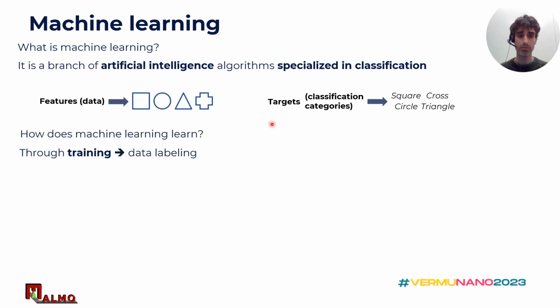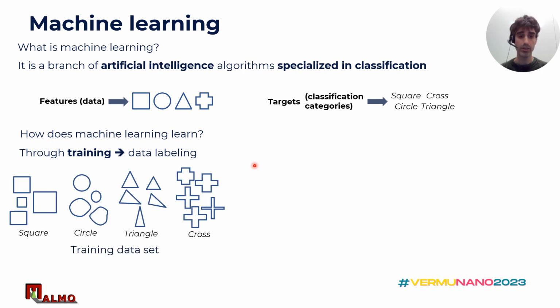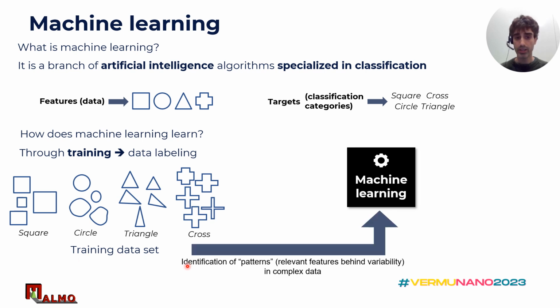Okay, so how does machine learning learn? It learns through training. And what is training? In training, you have data that you have already labeled. So here you have different squares, different circles, different triangles, different crosses, and we label them with their category: square, circle, triangle, or cross. This is what we call our training data set. Then, in the training, the algorithm identifies patterns or relevant features that can explain the variability of the samples in this complex data. And with this, we have our machine learning model.